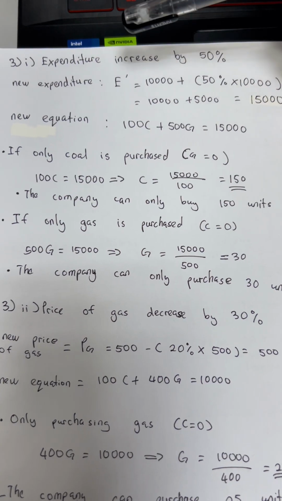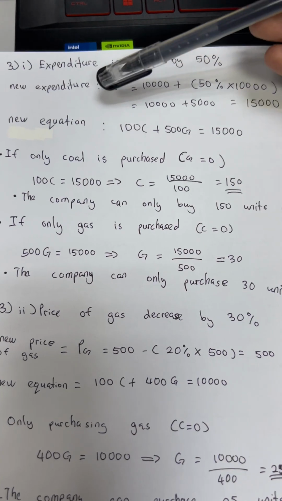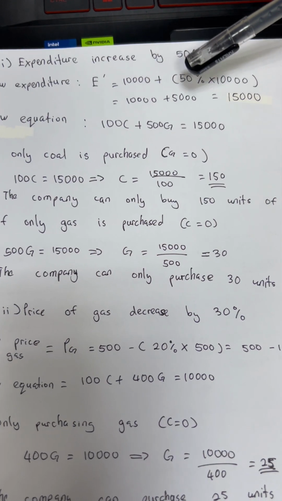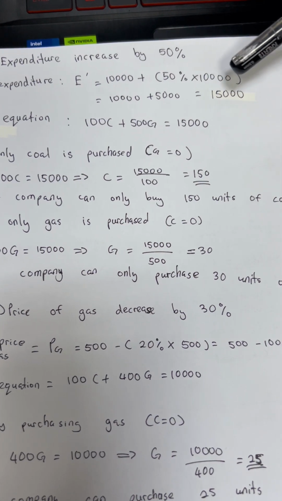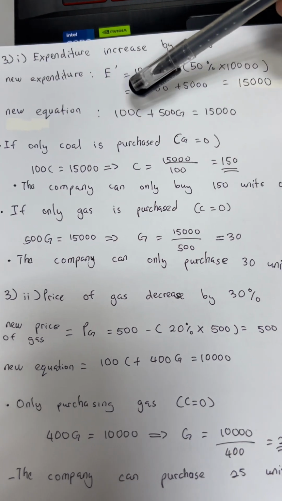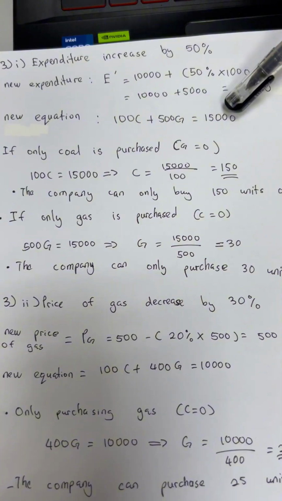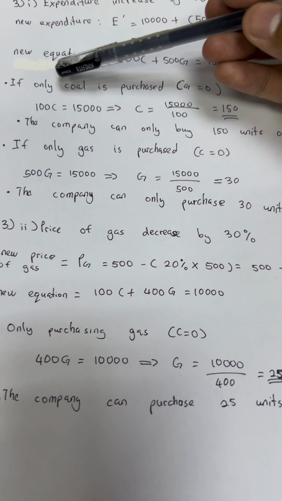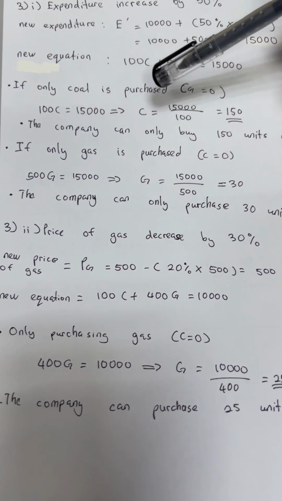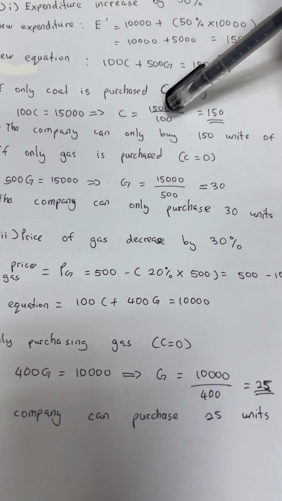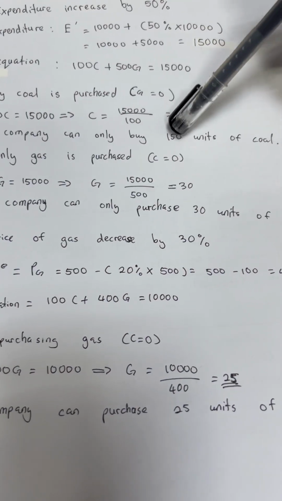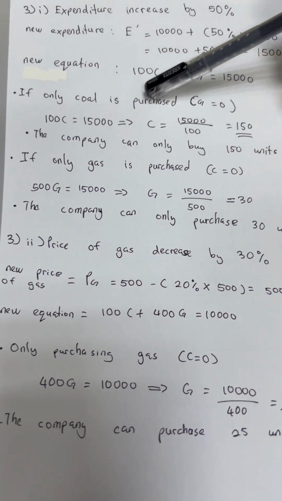The third one is expenditure increased by 50%. So our new expenditure is E equals 10,000 plus 50% times 10,000, which we will get 15,000. So our new equation is 100C plus 500G equals 15,000. If only coal is purchased, 100C equals 15,000. So C is 15,000 divided by 100 and we will get 150. So the company can only buy 150 units of coal if only coal is purchased.